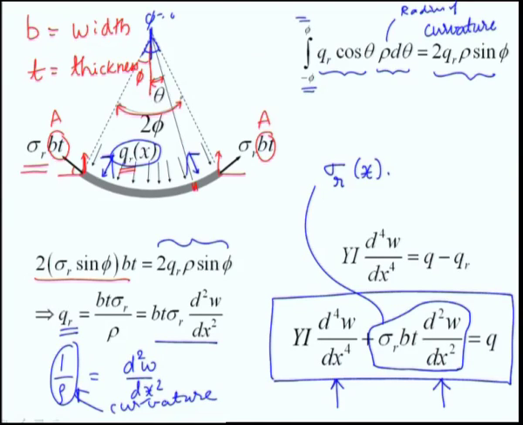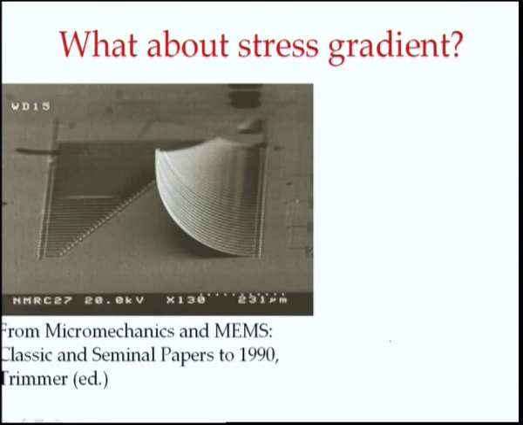Okay. That is the effect of residual stress, and whenever there is a residual stress that is positive, then the beam will become stiffer. When it is negative, then it will become more flexible. Okay. Now, what about the stress gradient?